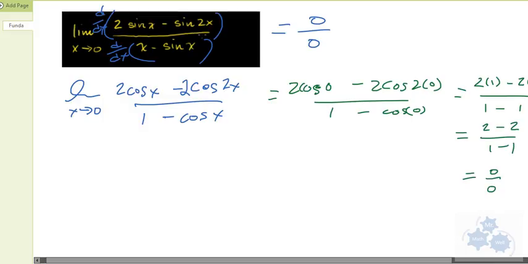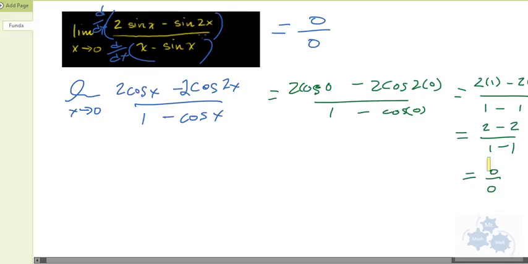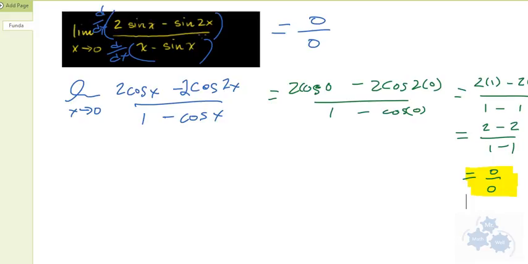So we applied L'Hopital's rule, and we still get 0 over 0. What do we do? Does that mean L'Hopital's rule doesn't apply? Do we have to do something different? Any suggestions?